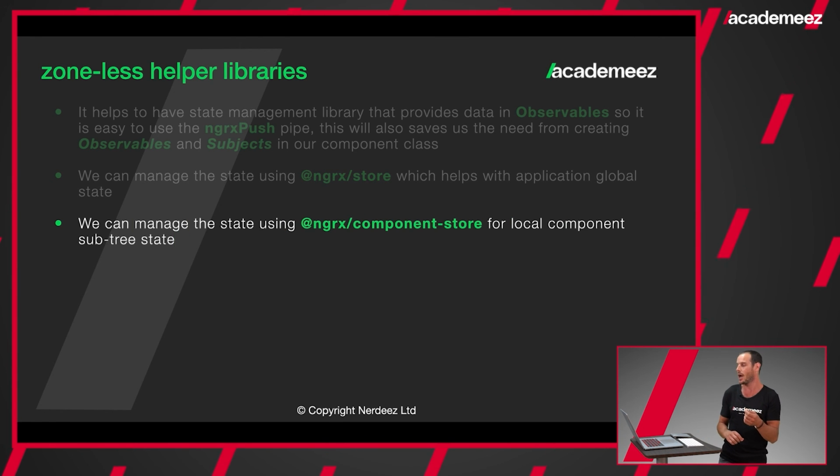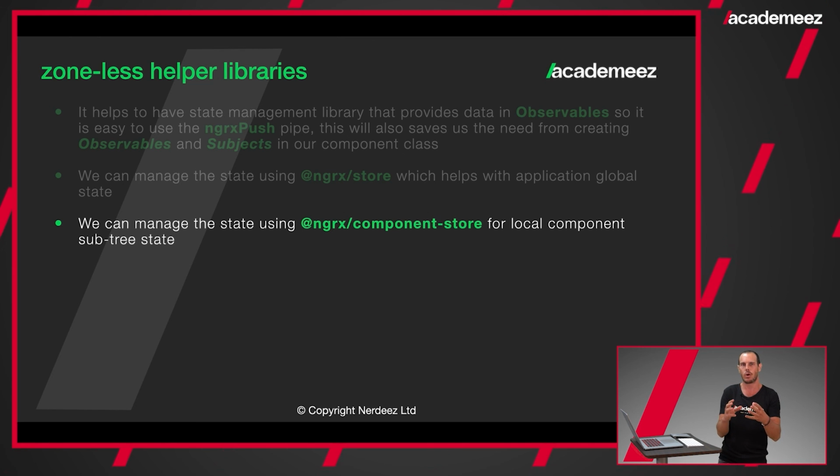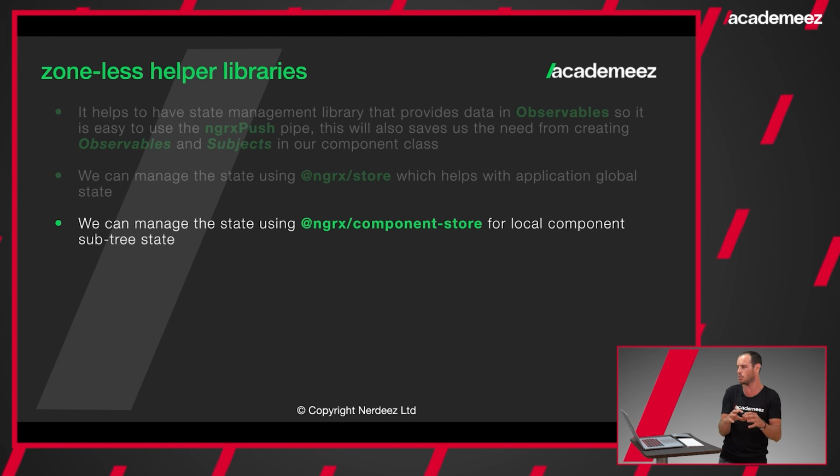Also, NgRx has a library called Component Store. It also transfers the data as observables, but this time it's a set of data for a component or a subset of your component tree. NgRx Store you can consider more global, for your entire application state management, while Component Store is more local, for a component or a subset of your component tree. But both of those libraries transfer the data as observables, which makes it easy to work in OnPush or in a zoneless app.